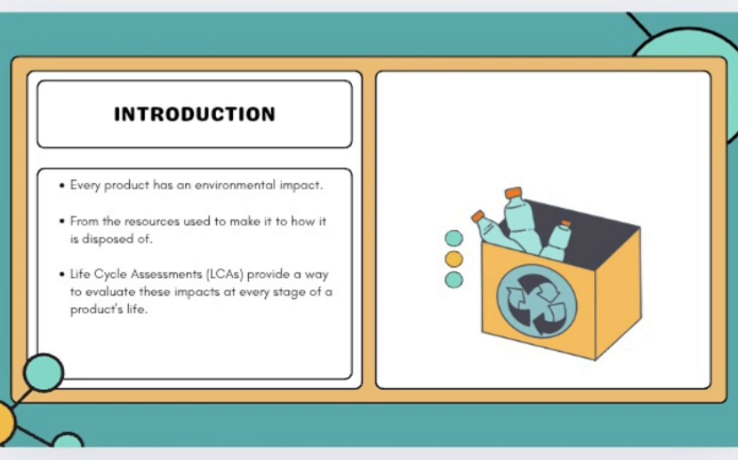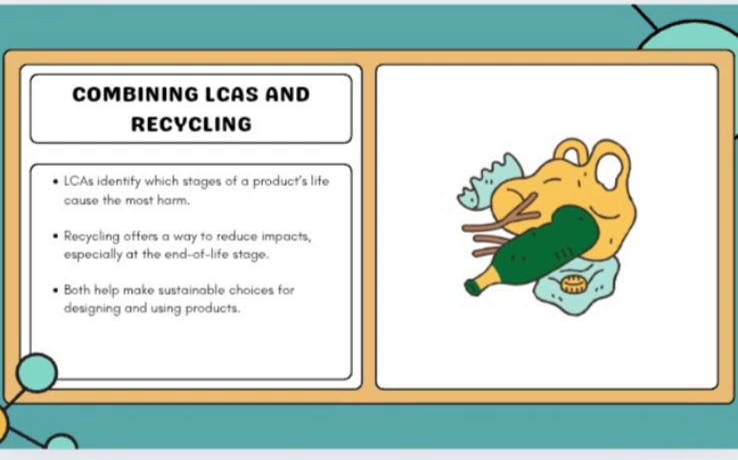Introduction. Every product has an environmental impact, from the resources used to make it to how it is disposed of. Life cycle assessments provide a way to evaluate these impacts at every stage of a product's life. Combining LCAs and recycling. LCAs identify which stages of a product's life cause the most harm. Recycling offers a way to reduce impacts, especially at the end of life stage. Both help make sustainable choices for designing and using products.